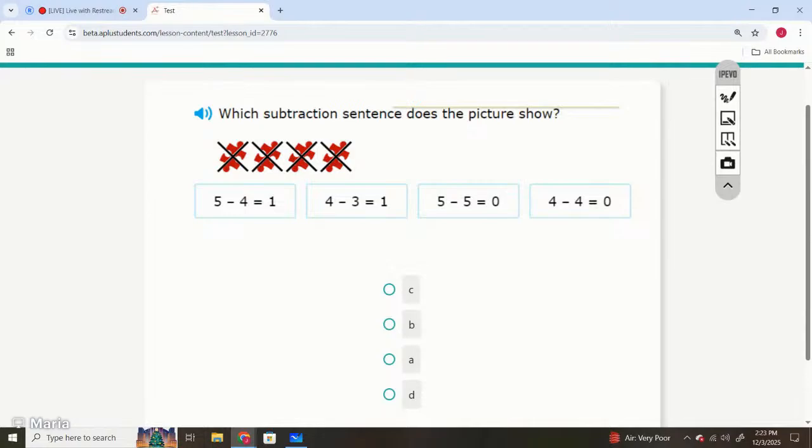Which subtraction sentence does the picture show? So which is the correct option? Very good. That is option number D. 4 take away 4 is 0.